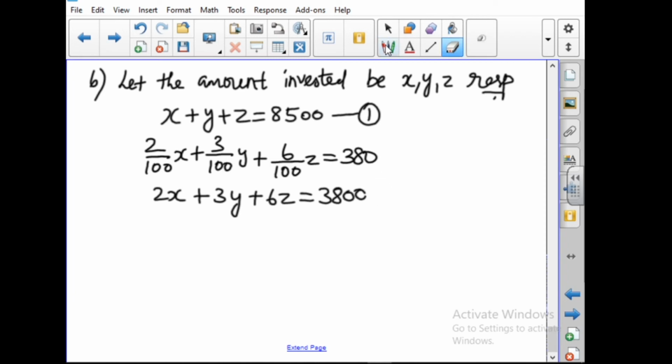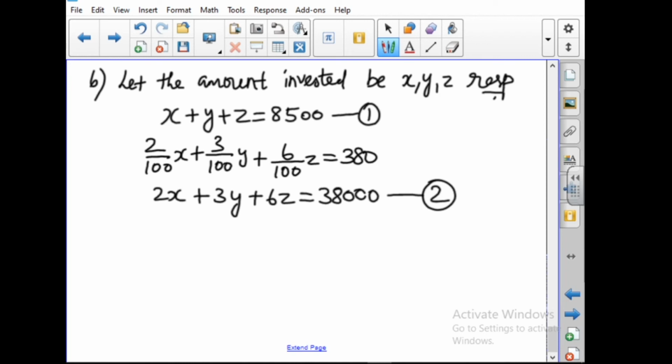38,000. Take this as equation number 2. Now, how to make the third equation? Be very clear. The amount invested at 6% was equal to the sum of the amount in the other two accounts. So, what is the amount invested at 6%? 6% means the third amount.